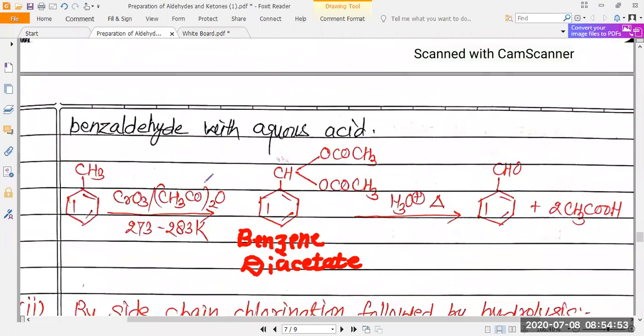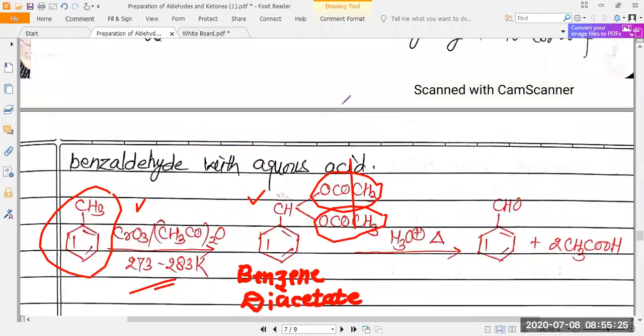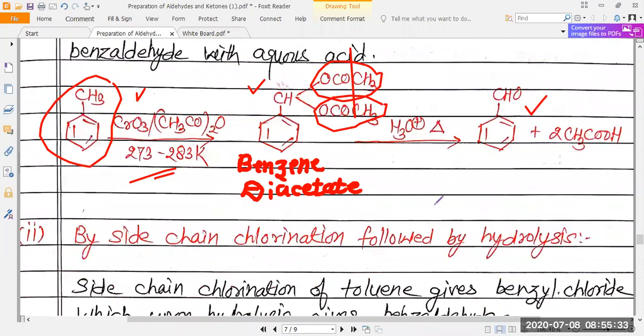See, this is another example. Toluene reacts with chromium trioxide in the presence of acetic anhydride at room temperature. An intermediate is formed, and that intermediate is benzylidene diacetate. This is the acetate group. There are two acetate groups attached to the benzylic carbon, so it is called benzylidene diacetate. And upon hydrolysis, benzylidene diacetate converts into benzaldehyde. So I think the reaction is also clear to all of you.